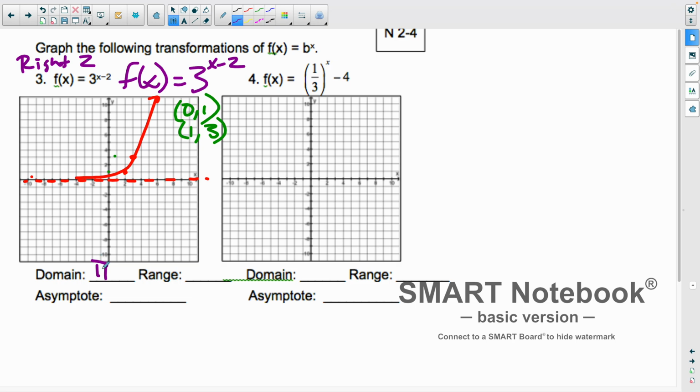Domain would be all real numbers. Range would be y is greater than 0. So is my asymptote. Okay? I'm going to ask an additional question on this one because it's changed a little bit here. What's my y-intercept?